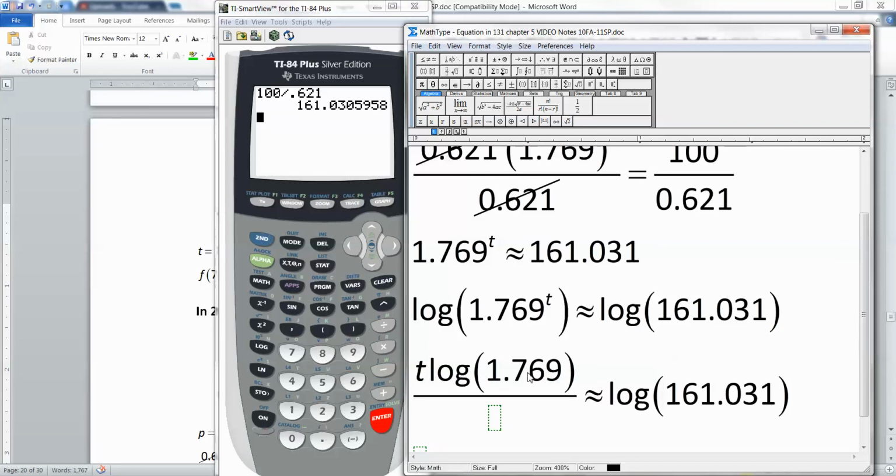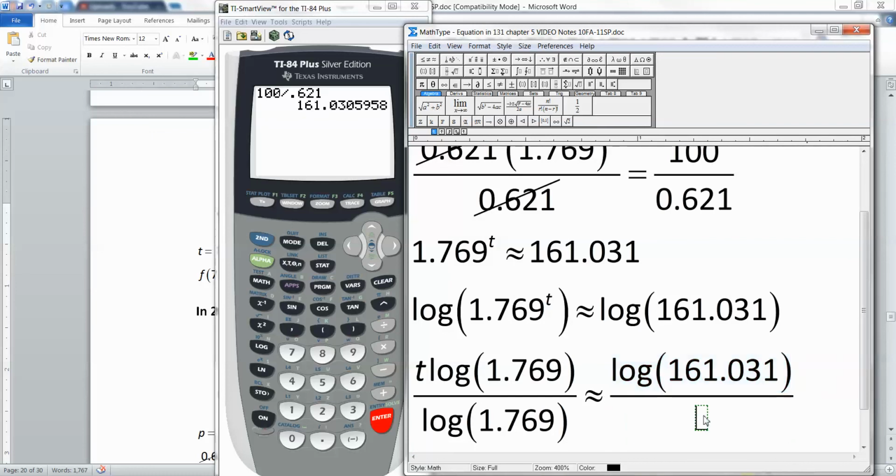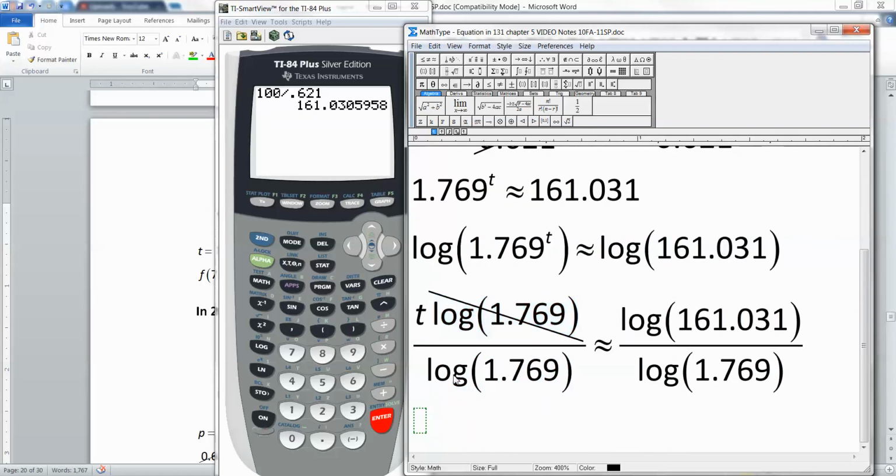All right, so then we're going to take both sides and divide by the log of 1.769 because we need to get it the heck out of there. And of course, we're going to make a calculator do this. This is not something you're going to find by hand or anything. So then you find what this divides away, because whatever this number is, it's going to go. There we go. So we have t is about, and then we need to find what this number is.